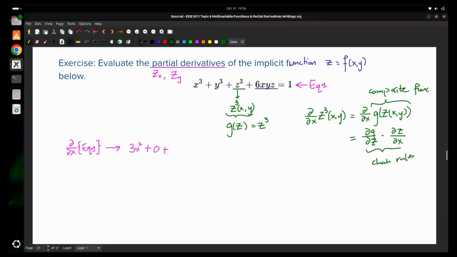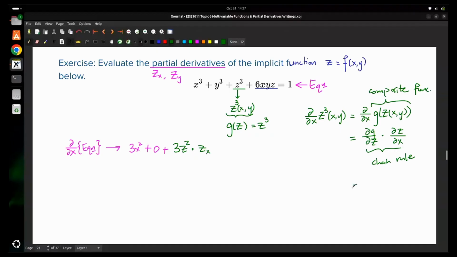That's what implicit differentiation is, it's just using the chain rule. So what is this? Z cubed, when you differentiate with respect to x. So dg/dz must be 3z squared. Then ∂z/∂x is just z sub x. I mean, it's a shorthand. You can write ∂z/∂x also, but z sub x is easier to write. Any questions with this part?